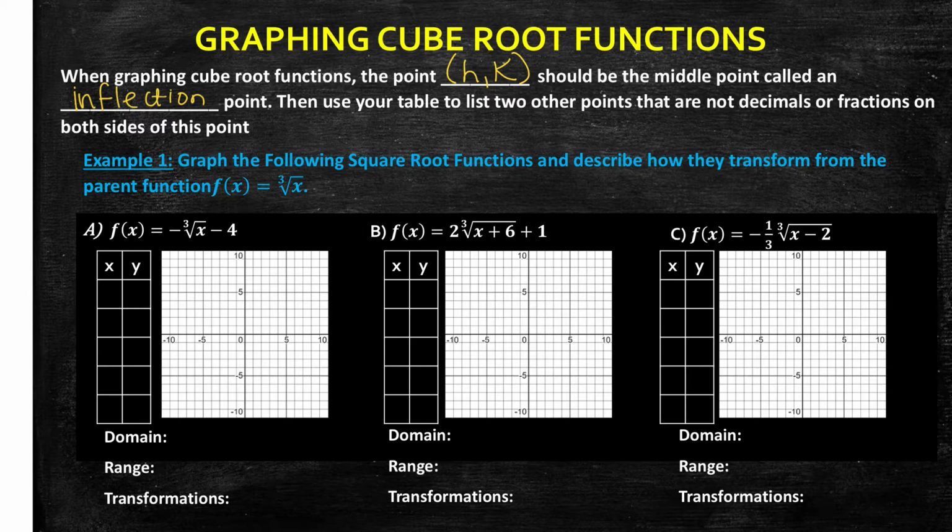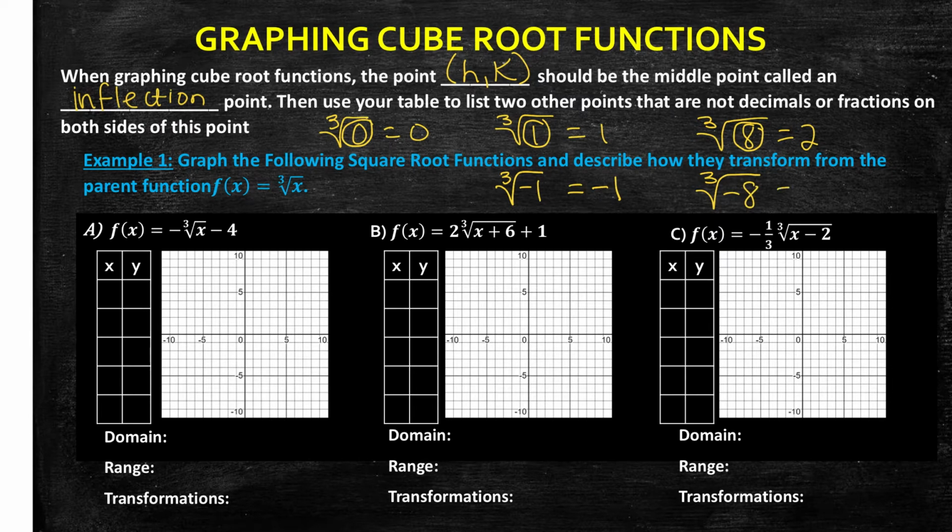Now remember, your perfect cube roots, you can take the cube root of 0, and that gives you 0. You can take the cube root of 1, and that gives you 1, and then the cube root of 8, and that gives you 2. And so our goal is to make sure that we can get these values under the radical, and then we'll be able to graph it. Now, on the other hand, the cube root of -1 is equal to -1, and the cube root of -8 is equal to -2. And so those are some other options.